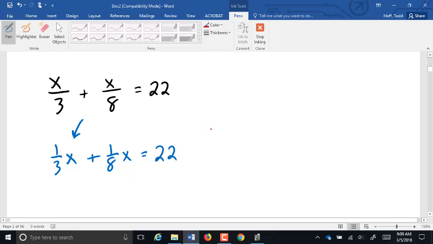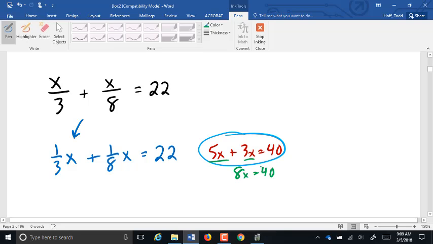Now, just as if we had 5x plus 3x equals 40, what would we do over here? We'd do 5 plus 3 is 8x, right? We would just combine those x's. Well, we can do the same thing over here. 1/3 plus 1/8 is 11/24. So this becomes 11/24 x equals 22.